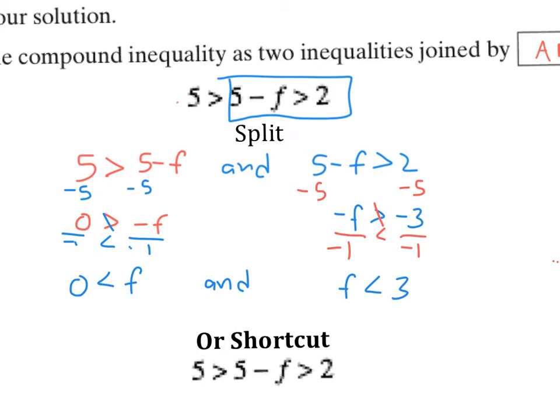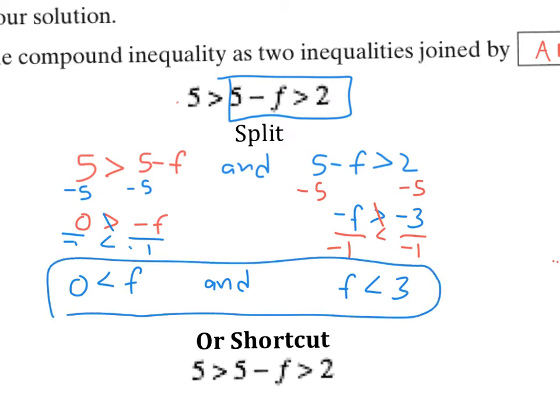So notice the situation is my numbers are between 0 and 3. So 0.5, 1, 2, 2.99999. Those numbers work.